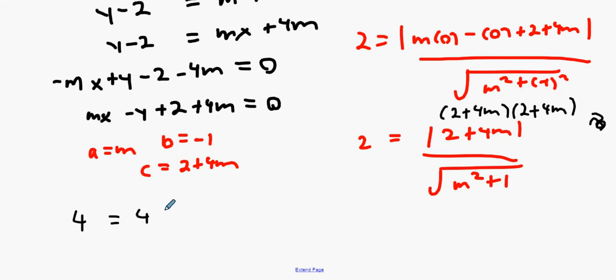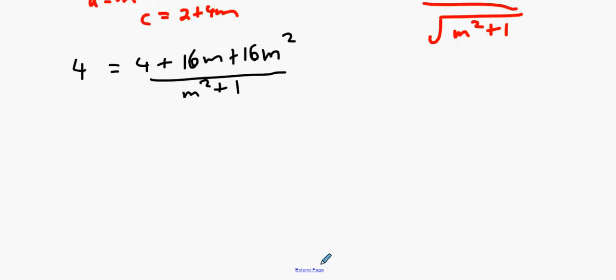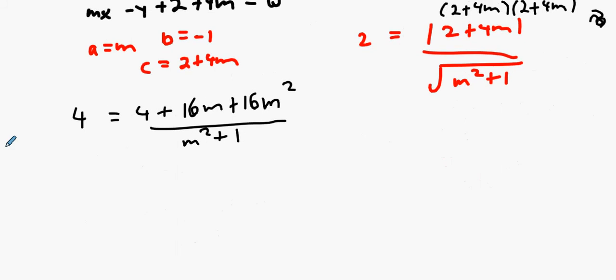And what is 2 plus 4m multiplied by 2 plus 4m? 4 plus 16m plus 16m squared, all divided by m squared plus 1. Okay, what are we going to do now? Cross multiply, and we get 4m squared plus 4 equals 4 plus 16m plus 16m squared.